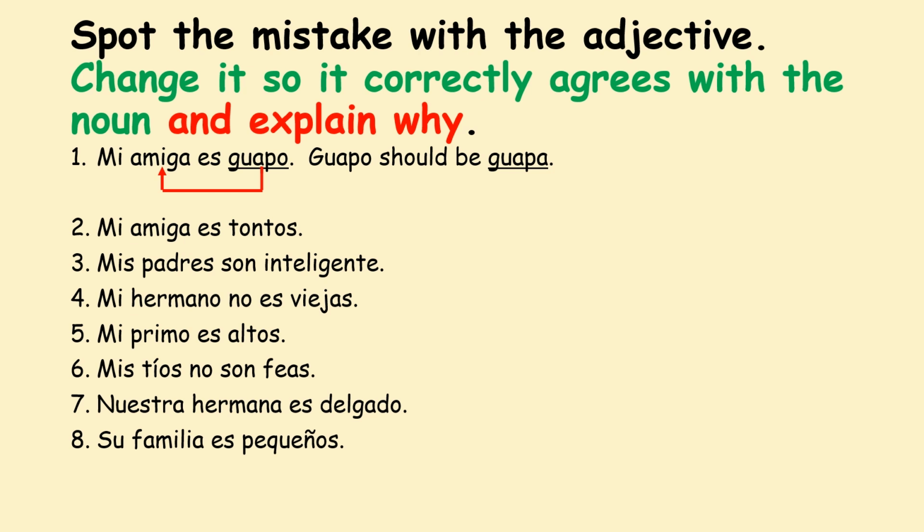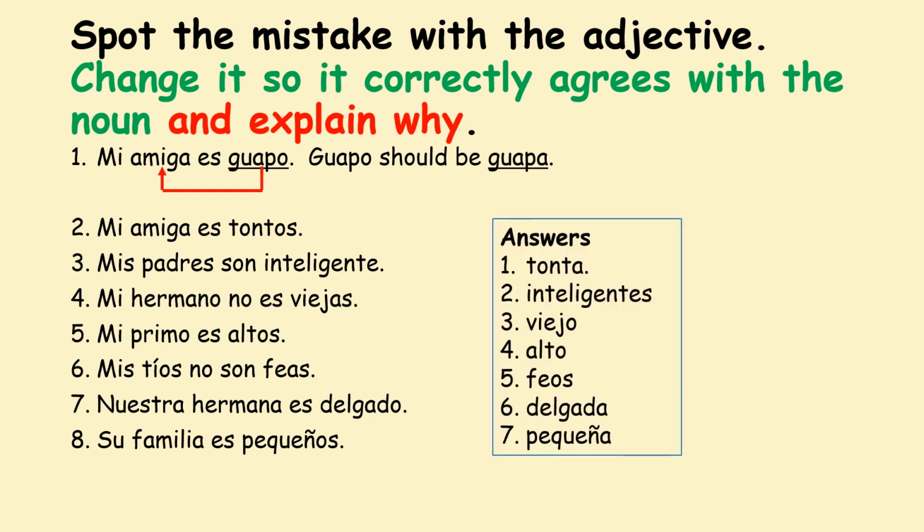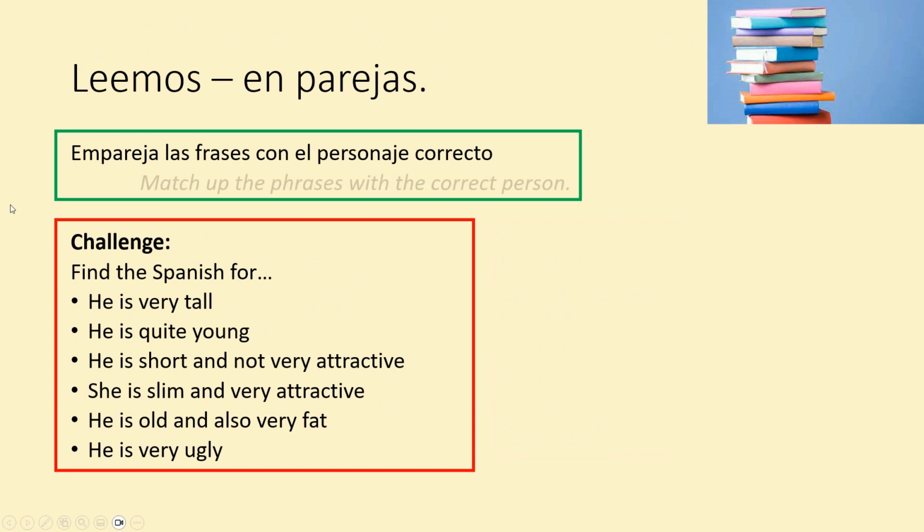We're back for the answers. You should have all of these adjectives and their correct spellings. And hopefully it's because of all of the people that I mentioned before. That's why you've put them there. Okay, so I'd like you to read in pairs now. You've got a selection of phrases. Match the phrases to the correct person that's being mentioned. And the challenge is to find the Spanish for these phrases.